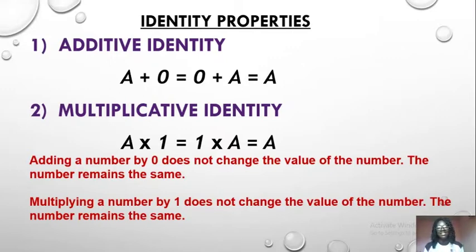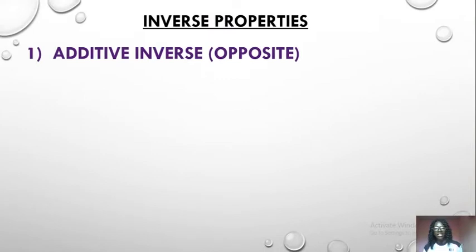So this is all about identity. So let's look at inverse properties. Like I said, identity has addition and multiplication. Likewise, for inverse, we're going to also look at inverse on addition and inverse on multiplication. So inverse is just the opposite. That's the reason why I asked you the first question before we start this class. So additive inverse is the opposite.